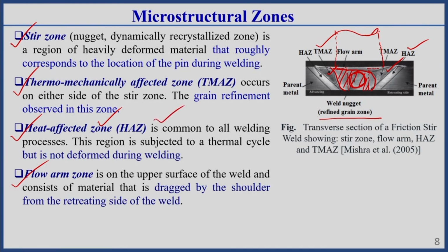Another zone is called the flow arm zone, which is just the upper surface of the weld. It consists of material which is dragged by the shoulder from the retreating side of the weld. This you should keep in mind. Before going into details, you should know what the retreating side and the advancing side are.